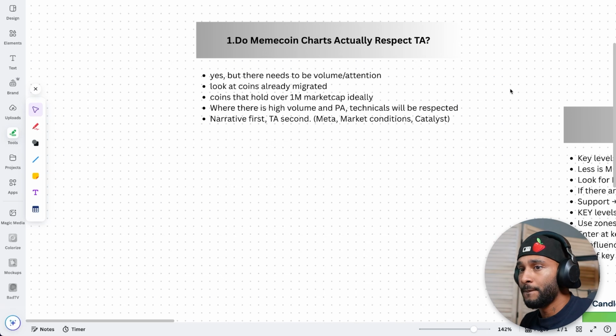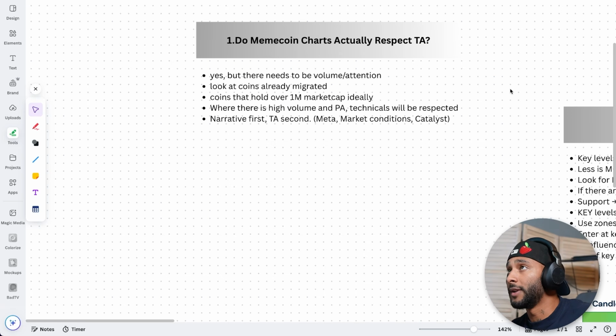That's most important. What you guys want to do is look at coins that already migrated, held over 1 million market cap after like 48 hours. And you could do 500 to 1 million, but 1 million ideally. Now, where there is high volume and price action, technicals will be respected, and data. So what I mean by that is, in the first 24 hours, you're not going to have enough data to do technical analysis. That's where people make fun of meme coiners doing technical analysis on sub 50k shitters.